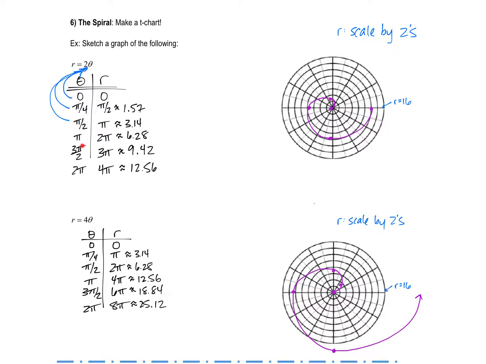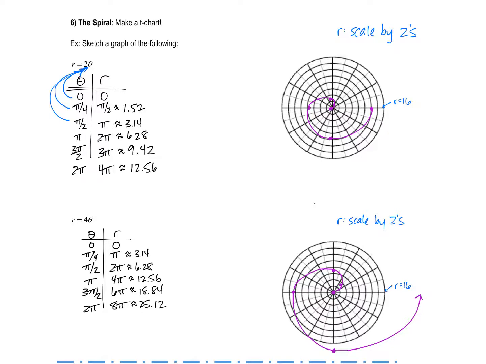Next one, if I plug in pi, right here I get 2 pi. 2 pi is a radius of 6.28. So go out 2, 4, 6, and a little bit farther, and then go pi units. And there's my dot. And you can see that the spiral, if you connect them, is starting to form.